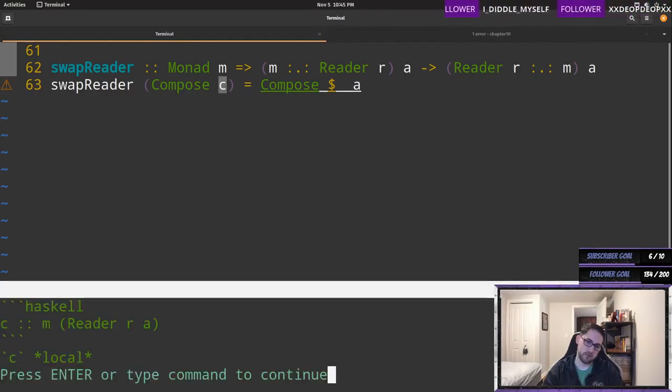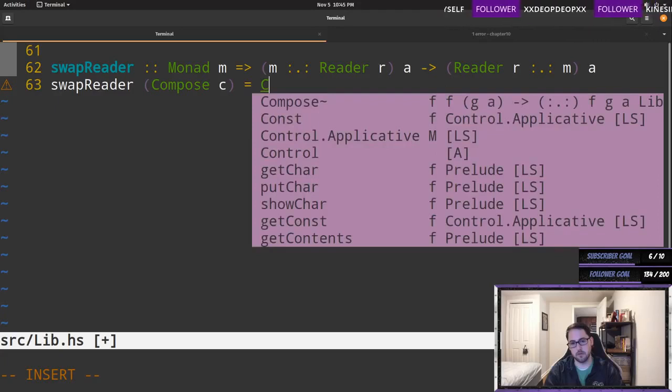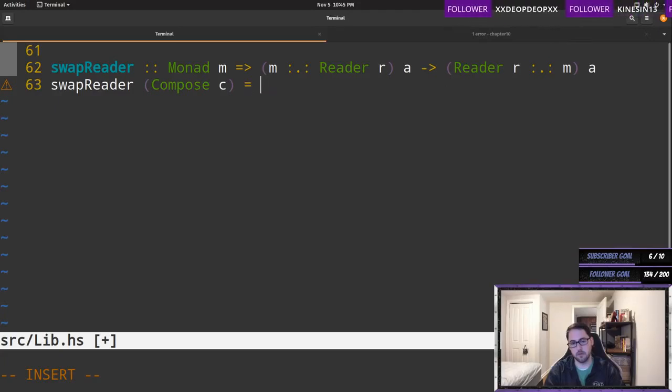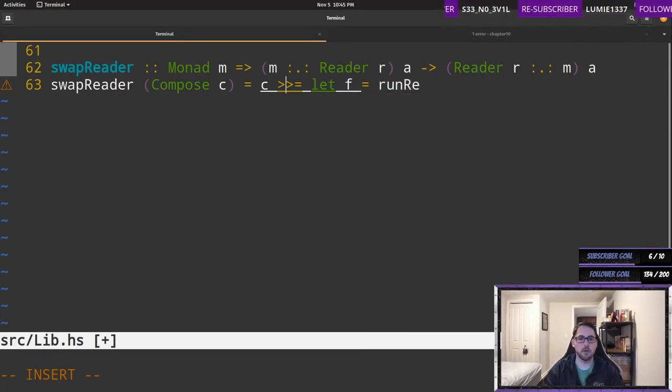So this is just a monad, so we can just bind, and this gets me my reader, so I can just do that here, right? So let f run, wait.